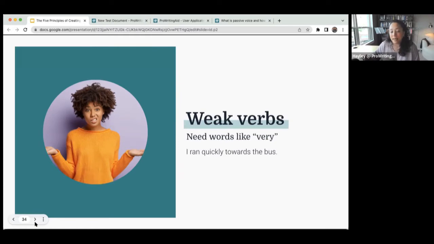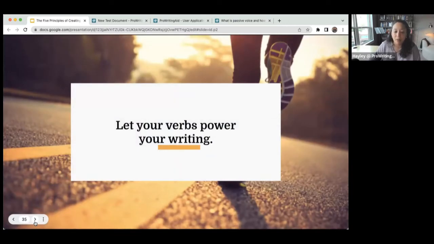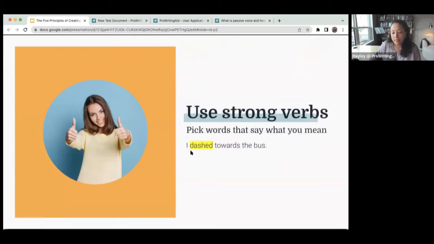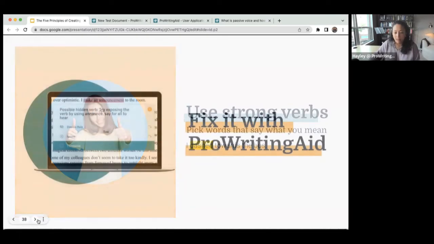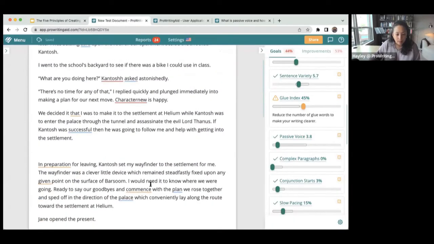Again, neither of these are incorrect, but they do tend to take the power away from your verbs and make them less effective. We should always try to let our verbs power our writing by showing them. So finding places where we can remove nominalizations. Instead of saying we will make an announcement of the winner on Friday, saying we will announce the winner on Friday. Instead of saying I ran quickly towards the bus, I dashed towards the bus. Picking words that say what you mean will make your prose more exciting, more engaging, and clearer for your readers. Now, let me see if I have a nominalization in here.